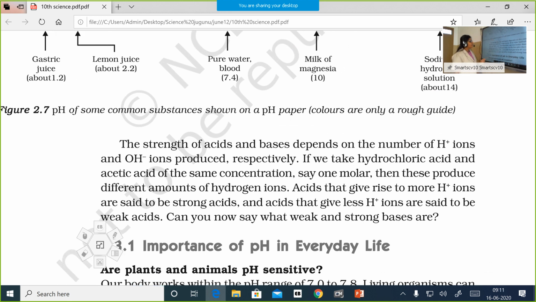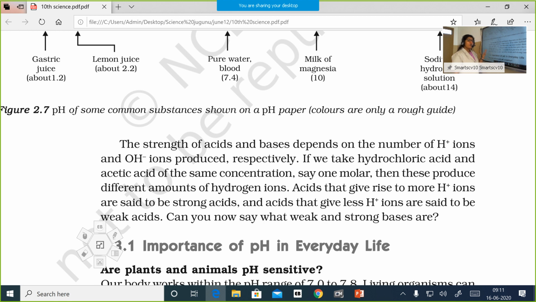Can you refer to a textbook? The strength of acids and bases actually depends upon what? The strength of an acid depends upon the number of H plus ions produced by the acid when it comes into contact with water. Similarly, the strength of a base depends upon the amount of OH minus ions produced when the base is dissolved in water.